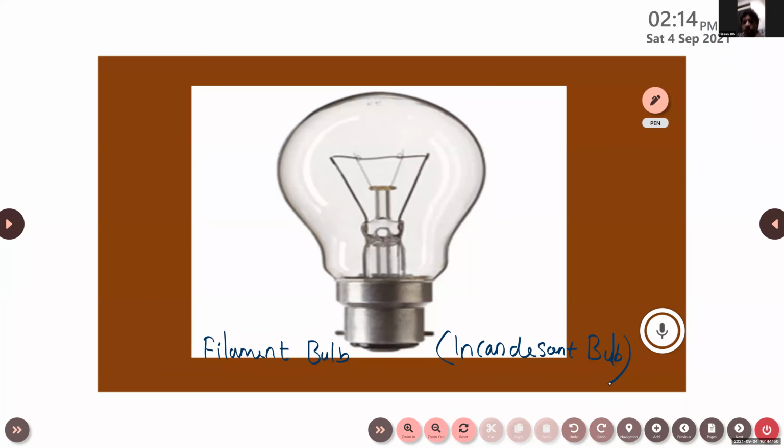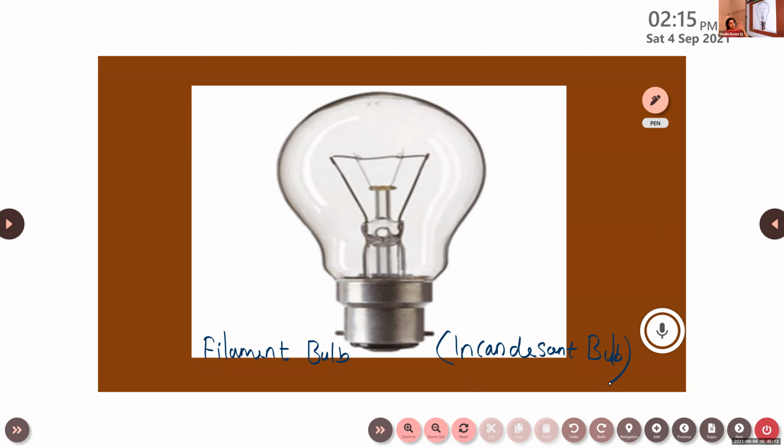Nowadays also we are using these incandescent bulbs to give heat to the chicks. That is one of the applications of this incandescent bulb, because it dissipates a large amount of heat. That is one of the disadvantages of this incandescent bulb or the filament bulb.